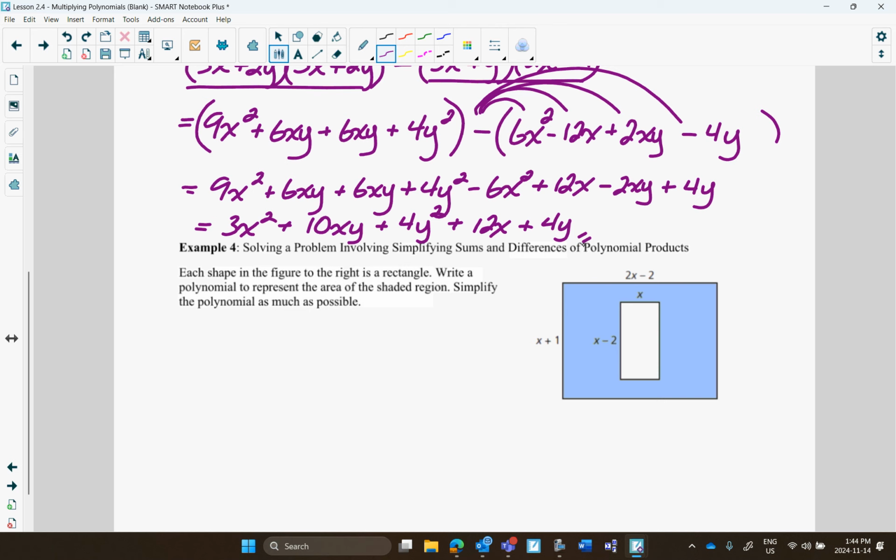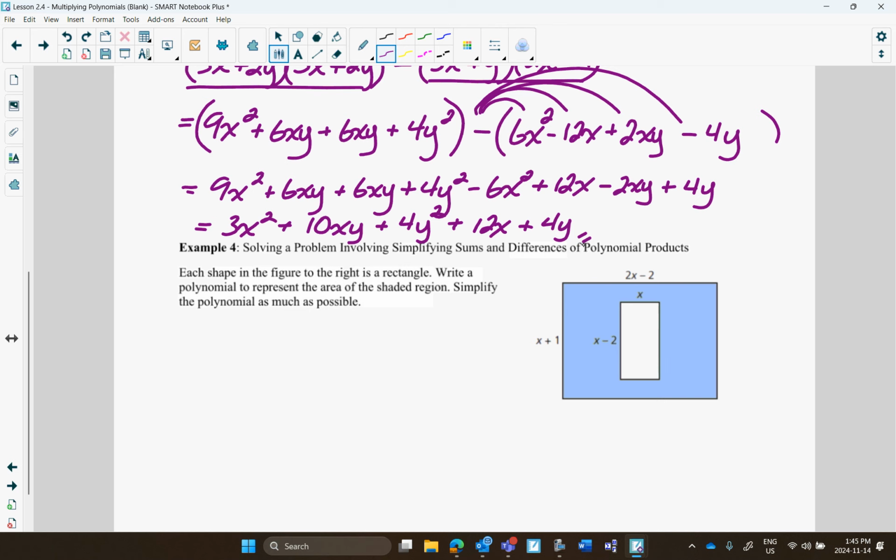Okay, here's a slightly different word problem. We're given 2 rectangles, a big one and a small white one, and we're asked to find the area of the shaded region. How would you find it? How would you find just the blue? What would you do? Like what areas would you find, and then what would you do after that? Yeah, find the area of the big one, find the area of the small one, and subtract them.